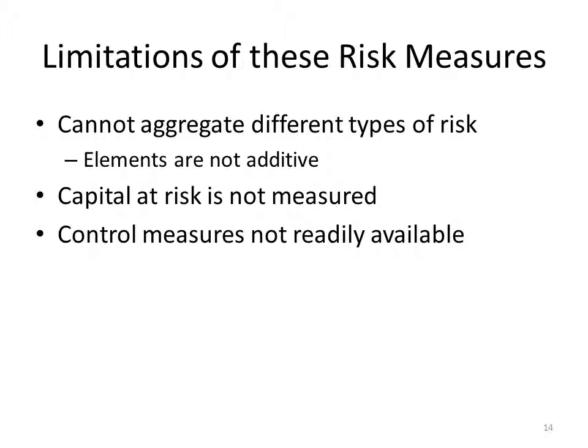These risk measures have certain limitations that we have to keep in mind. It turns out we cannot aggregate the different types of risk that we are measuring here. That is, the elements are not additive. The capital that is at risk is not being measured directly. Furthermore, control measures are not readily available for us to understand exactly what's happening as these changes occur.